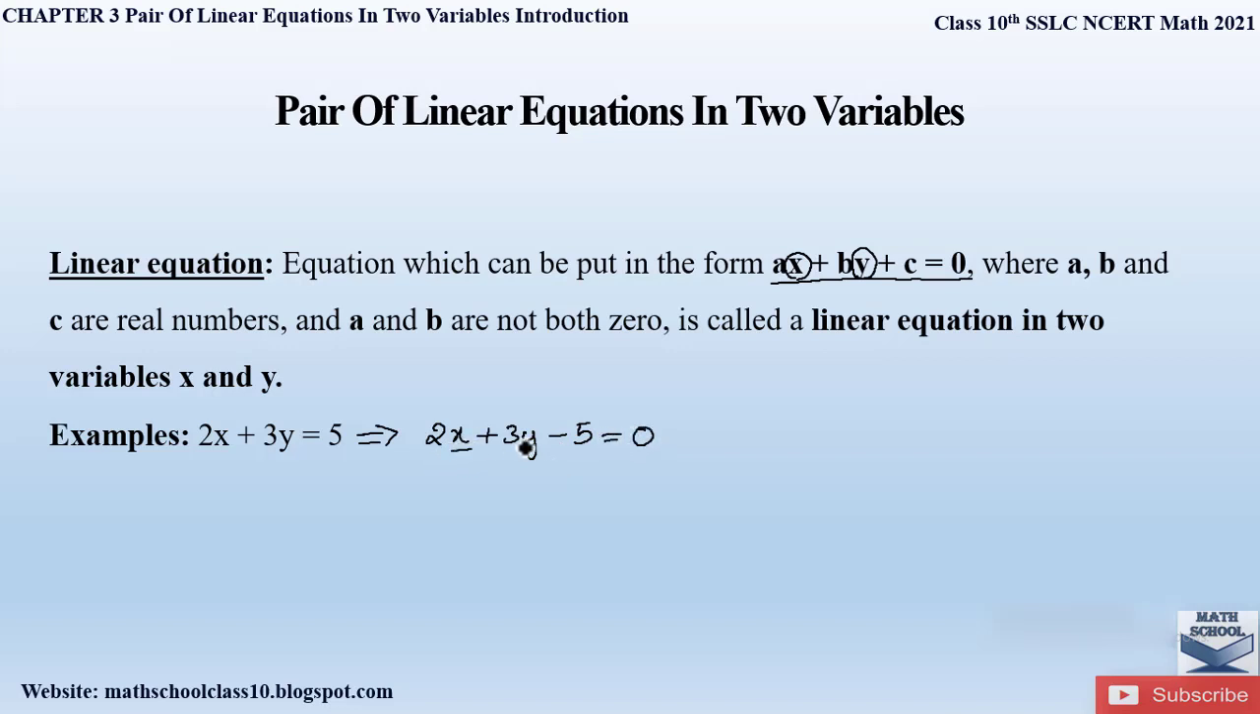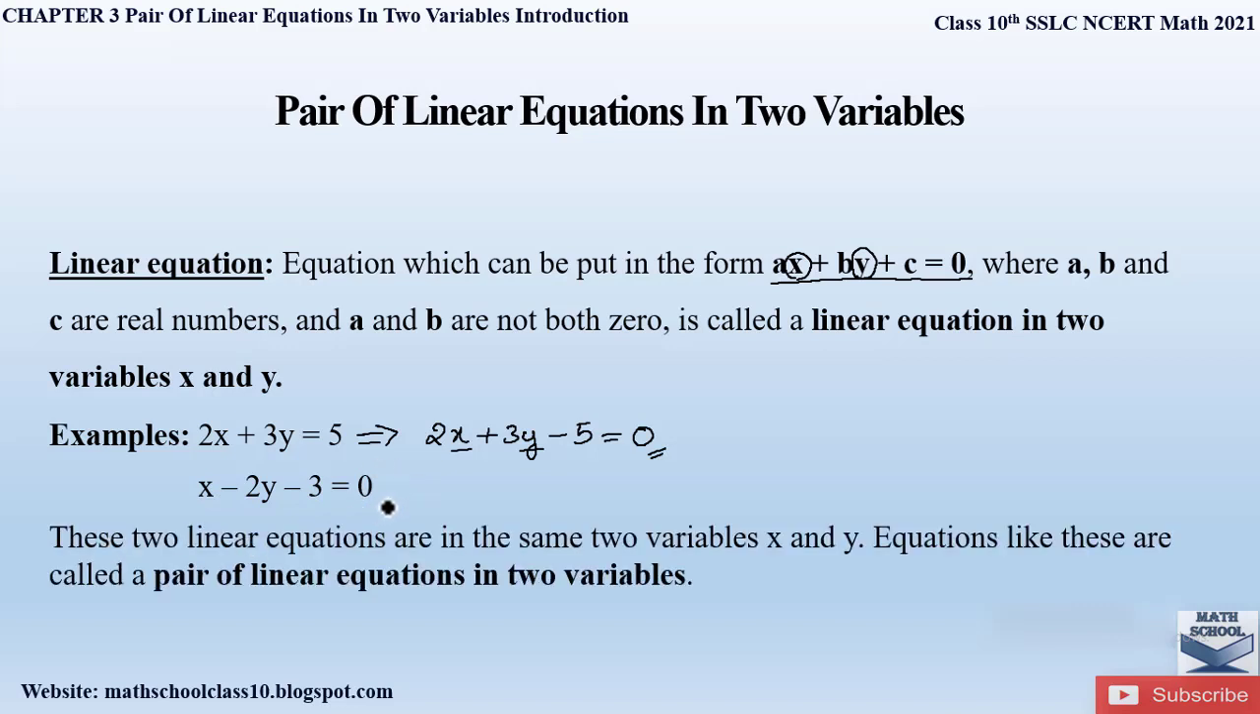So here x and y are the two variables. 2 is the coefficient of x, 3 is the coefficient of y, and minus 5 is the constant. So any given equation can be written in this manner. That is the standard form of a linear equation in two variables. Another example is x minus 2y minus 3 equal to 0. So this equation is already in the standard form, right?